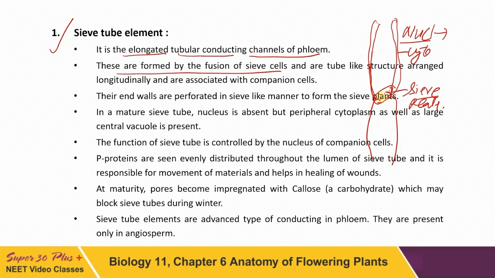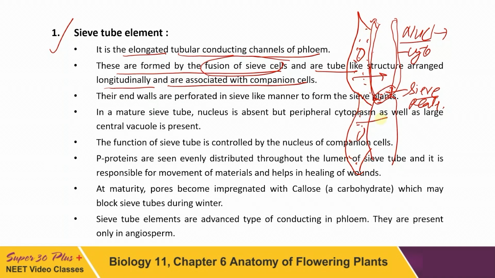So we have to see the detail. Remember, it is formed by fusion of sieve cells, a tubular structure, arranged longitudinally, and associated with companion cells. Attached to this one are the companion cells, which are the living ones, having a large nucleus, and these companion cells have control over the sieve tube element. The end walls are perforated, sieve-like. This one is, as I told you, a mature sieve tube.